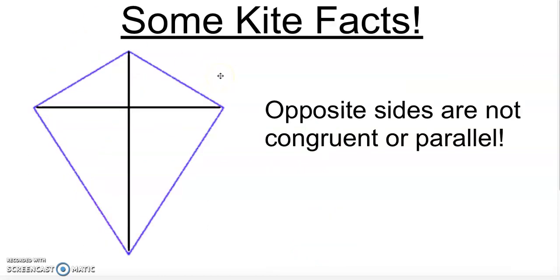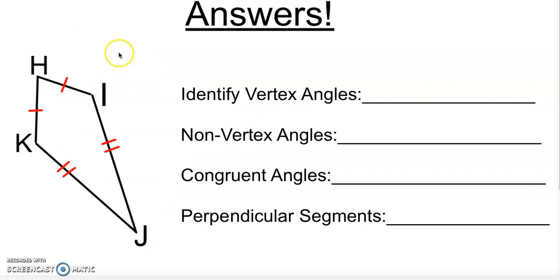A couple other facts, or at least one other fact, is that the opposite sides are not congruent or parallel. If they were, that would make this into another figure like a parallelogram. So consecutive sides are congruent, but opposite sides are definitely not, and we don't have any parallel sides going on here at all. If we did, with our perpendicular diagonals, we would have a rhombus, so that would not be a kite. So let's take a look at some problems.